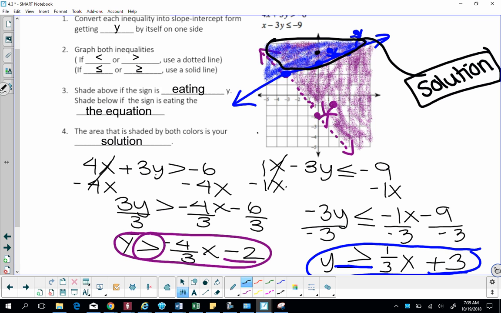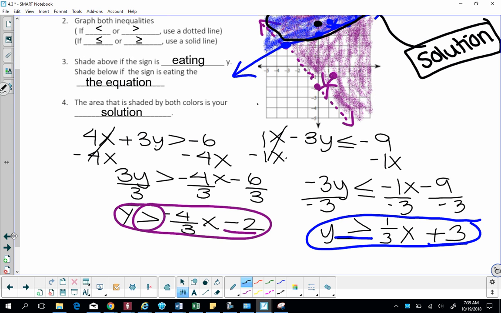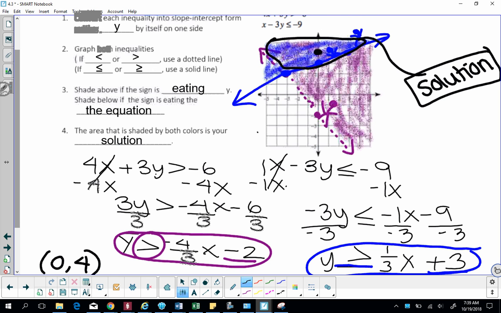I'm going to use this one, where my x is 0 and my y is 4. So you're finding one in the tie-dye region. If you don't want to use 0, 4, you can use whichever one you want. So you're just shading and circling the area. That means every one of those points would work.